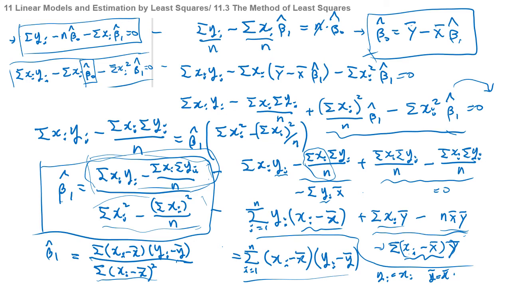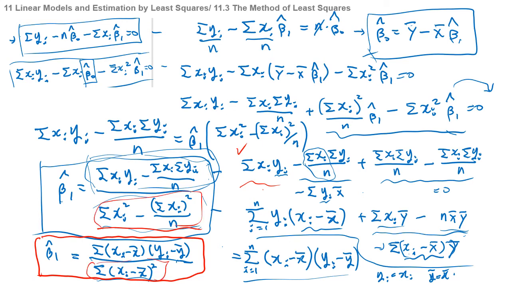If you are not very clear about this, then try to do this one by yourself with similar reasoning. You can write this part this way. Anyway, what we derived is beta 1 hat is this thing, and beta 0 hat is this thing. And also you can solve beta 1 hat this way as well.